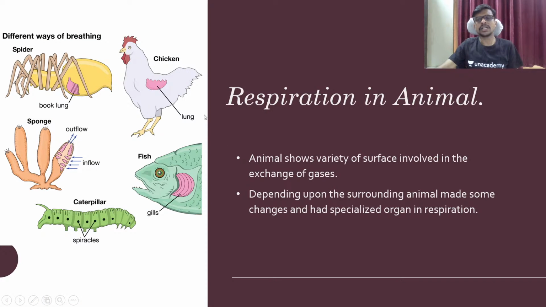Respiration in animals. Animals show a variety of surfaces involved in the exchange of gases. Depending upon the surroundings, animals made some changes and have a specialized organ for respiration. So, book lung in a spider. Okay, there is a lung present in a chicken, it is a bird.